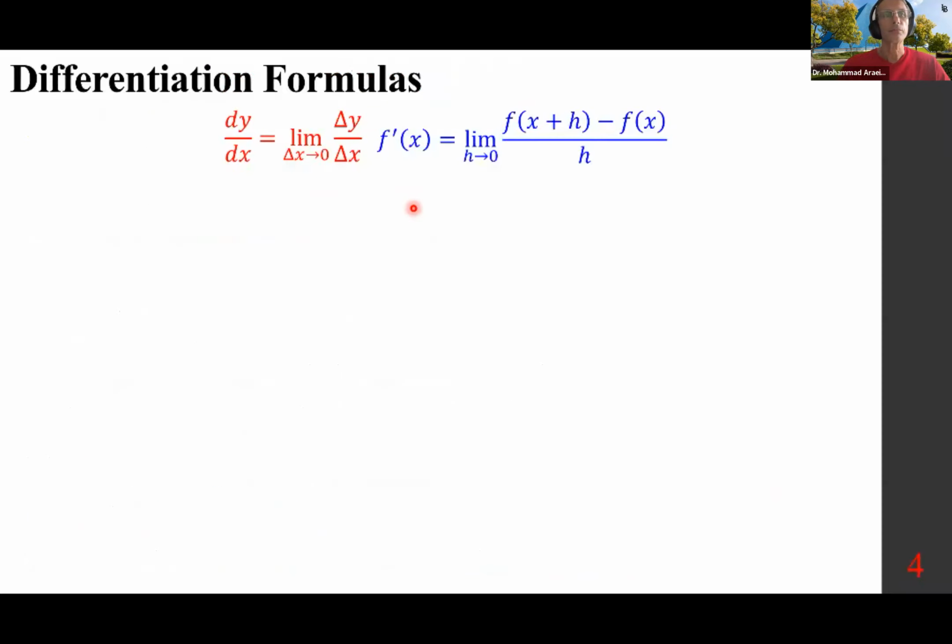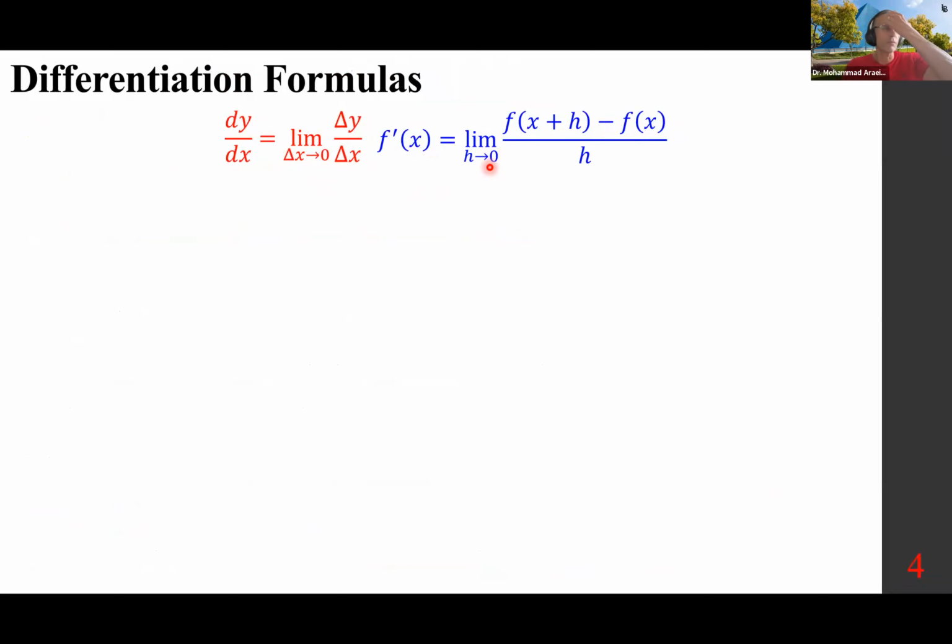So let me give you the synopsis of what's coming up. Number one, the differentiation formula dy/dx, that's Leibniz's notation, is the limit of delta y over delta x as delta x approaches 0. And by definition, f prime of x is the limit of f of x plus h minus f of x over h as h approaches 0.